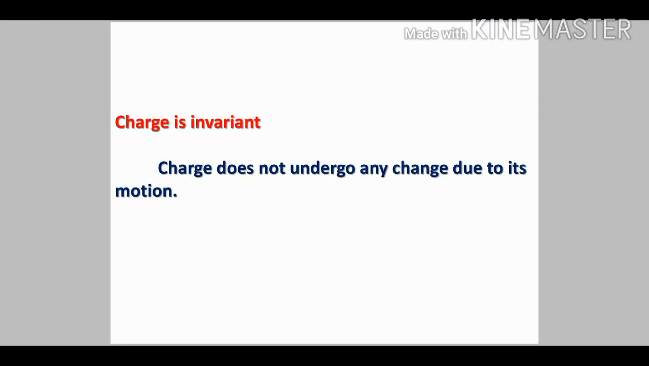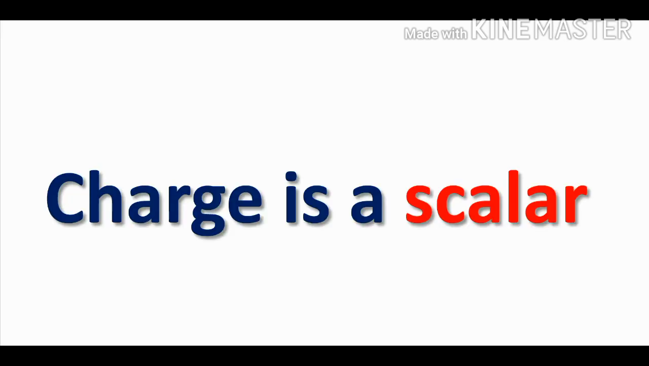Next property is charge is invariant. Charge is invariant means charge does not undergo any change due to its motion. Whether it is at rest or in motion, charge does not change. Another property of electric charge is that it is a scalar quantity. And one more property is that like charges repel and unlike charges attract.